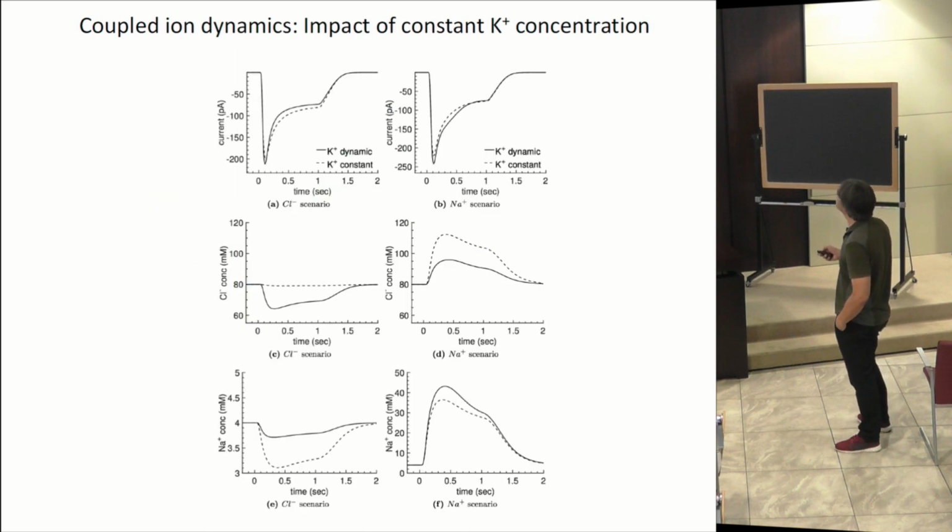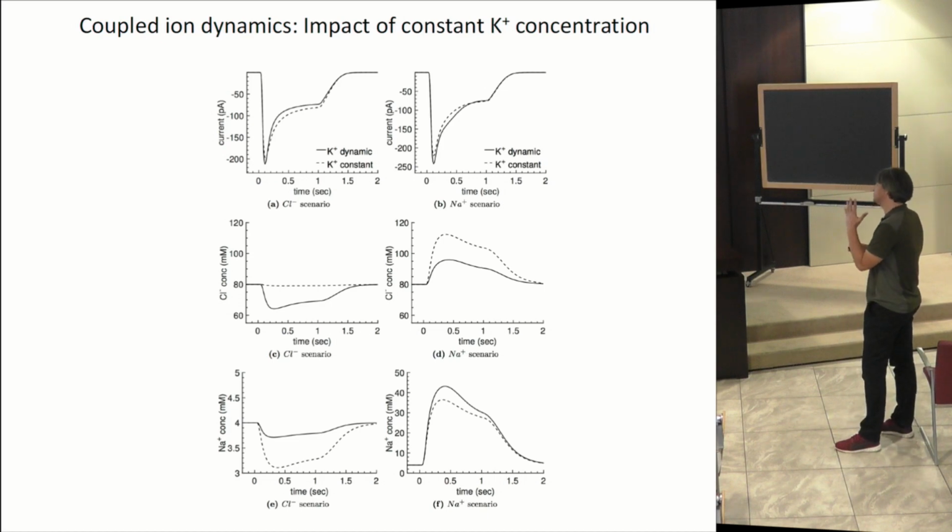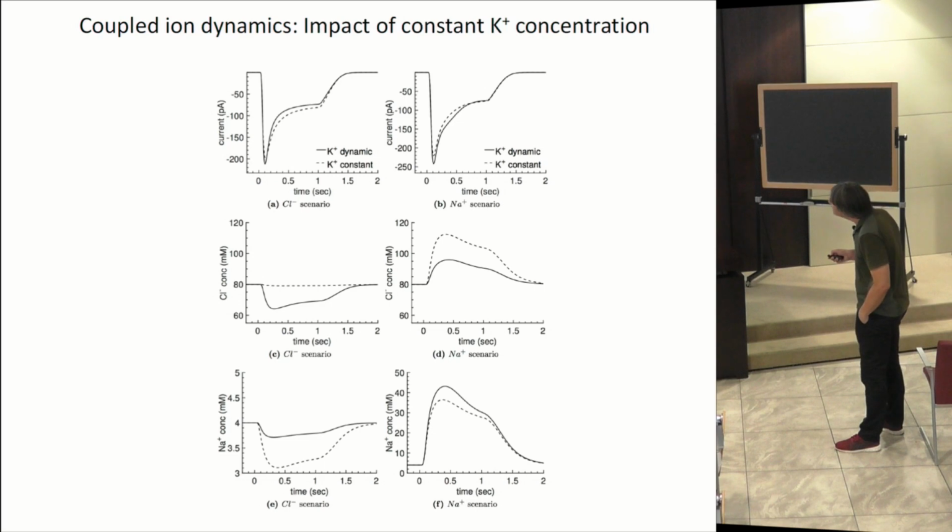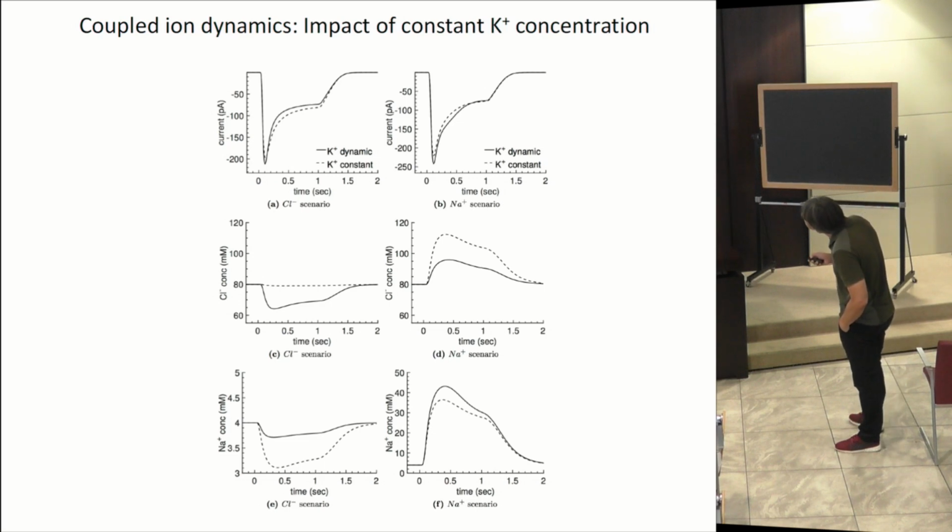But if you now look at, for example, the concentrations of chloride in this scenario, you can see that when potassium is dynamic, it goes down, whereas when potassium is kept constant, the chloride concentration does not change anymore, because there's nothing to compensate. Due to the electroneutrality condition, forcing potassium constant also forces the chloride more or less to be constant. And this is the sodium concentration. In the chloride scenario, it doesn't really change that much.